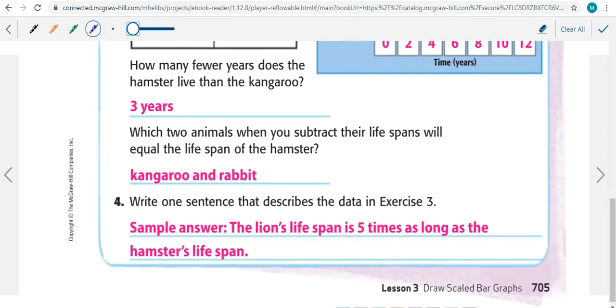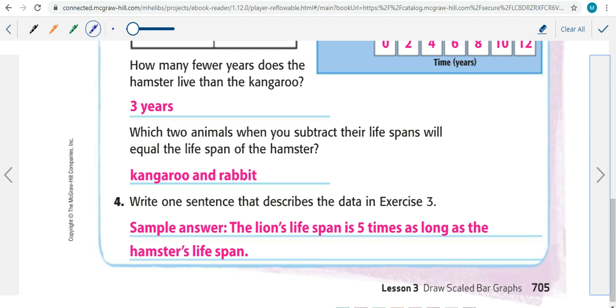Which two animals, when you subtract their lifespans, will equal the lifespan of the hamster, the kangaroo, and the rabbit? Right. Number 4, write one sentence that describes the data in exercise 3. Example answer: The lion's lifespan is 5 times as long as the hamster's lifespan.